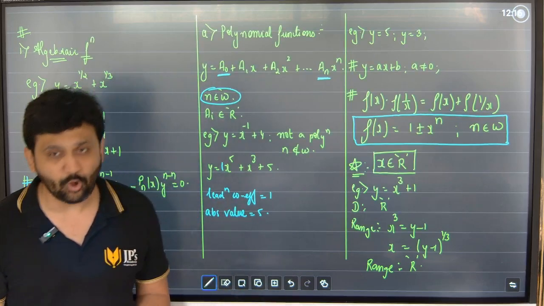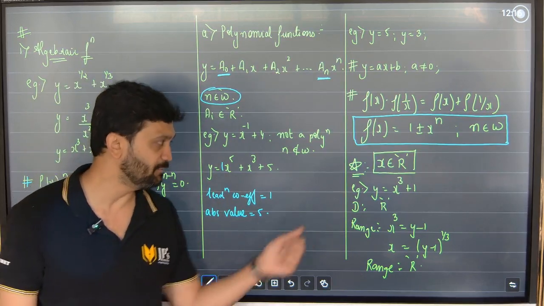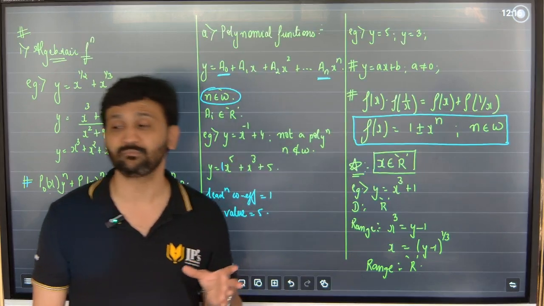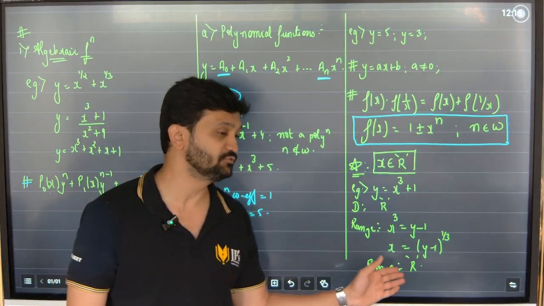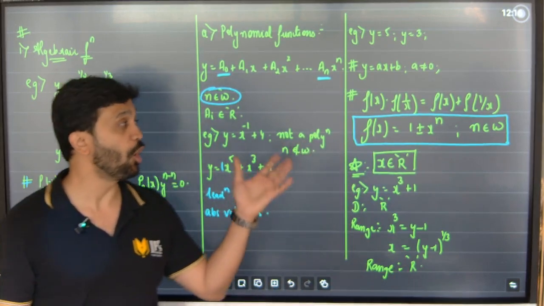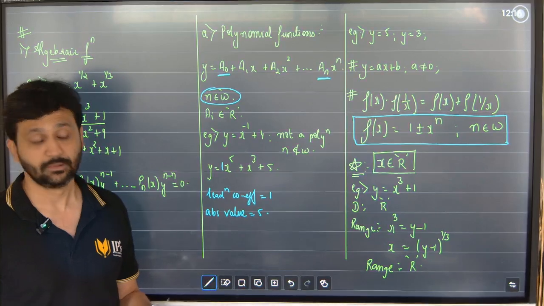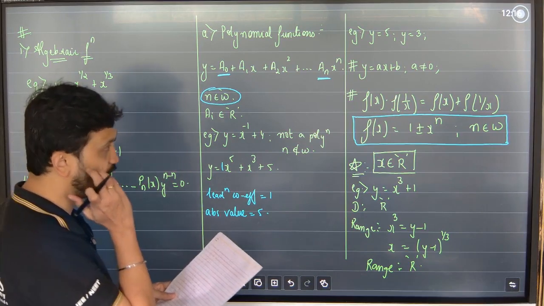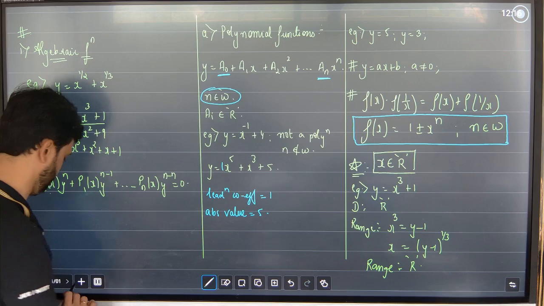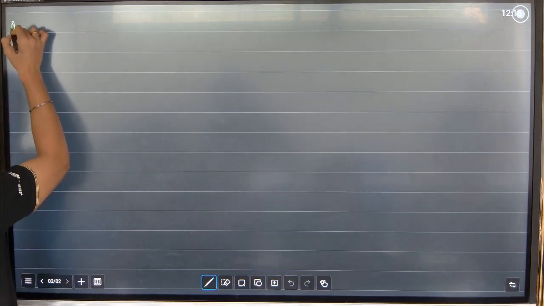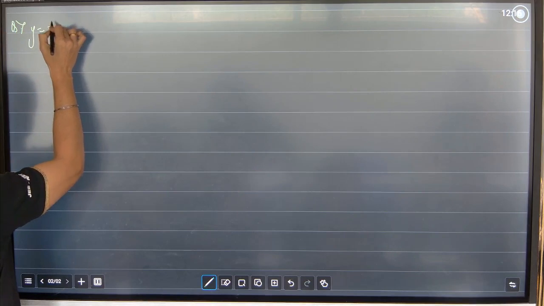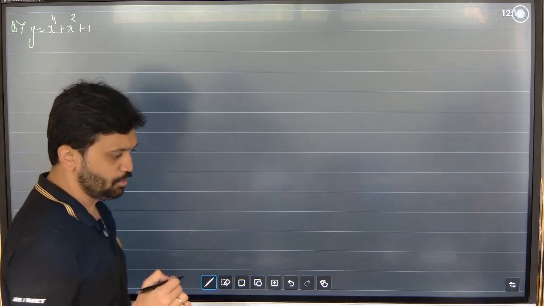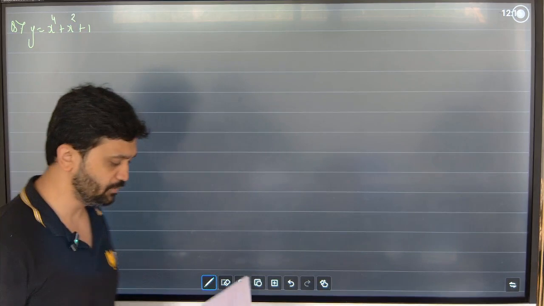Since it's an odd degree polynomial function, I understand that my domain is going to be all real numbers. My range, since cube root exists of negative numbers also, we know that the range is going to be R, and the domain is going to be R for odd degree polynomial functions. But what will happen if I have an even degree polynomial function? For example, y is equal to x raised to 4 plus x square plus 1.